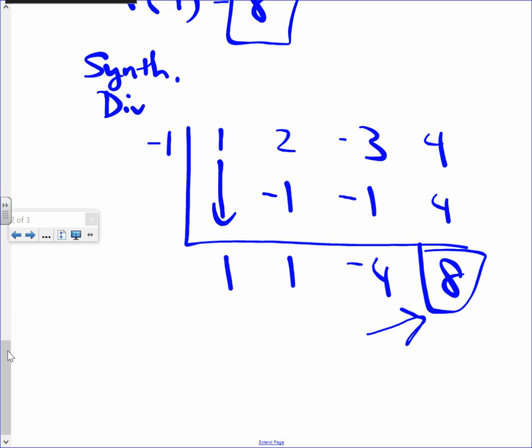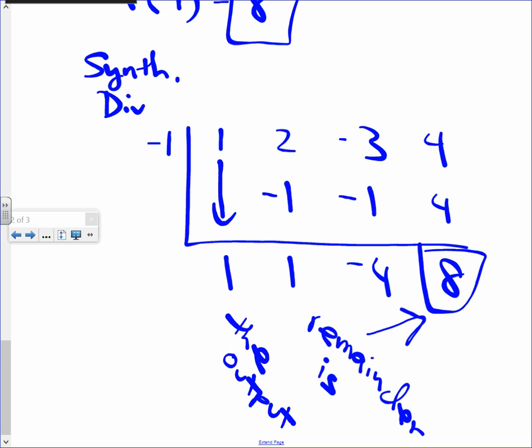So on your notes, go write remainder. Last part. This is the last thing. Remainder is the output. Put like 2 exclamation points. Like get excited about it. It's a shortcut after all.